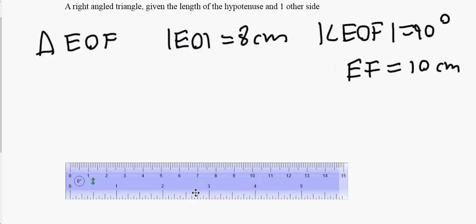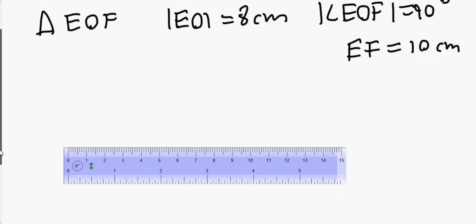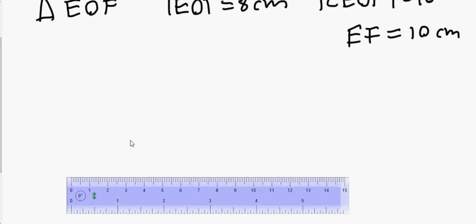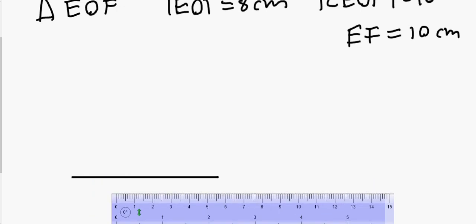So we'll just scroll this down a little. So ED is going to be 8 centimeters long. So from 8 centimeters long, okay, like so, and mark that as ED. Okay, make your point small, E to D.